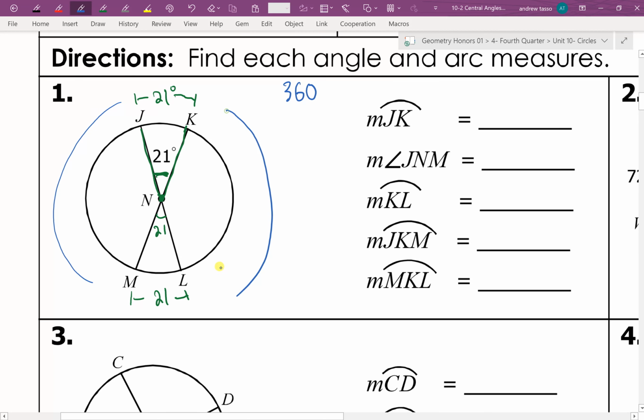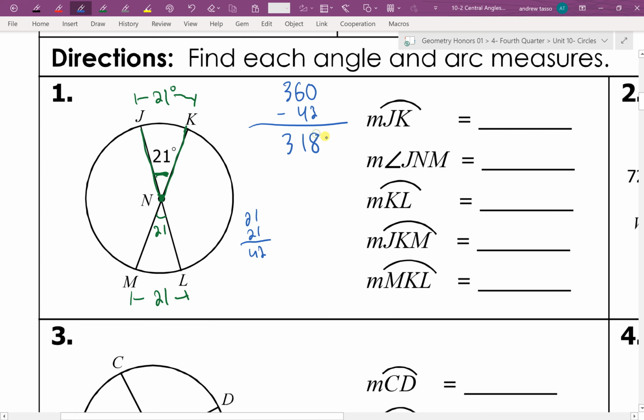So now that we have that information, we can also realize that there's 360 degrees in the entire circle, right? Now we've already accounted for 21 and 21, which add up to 42. If we subtract away 42, we're left with 318 degrees to be divided by these two remaining arcs. If I divide this by 2, I'll have 159 for each of these two arcs. 159 here and 159 here.